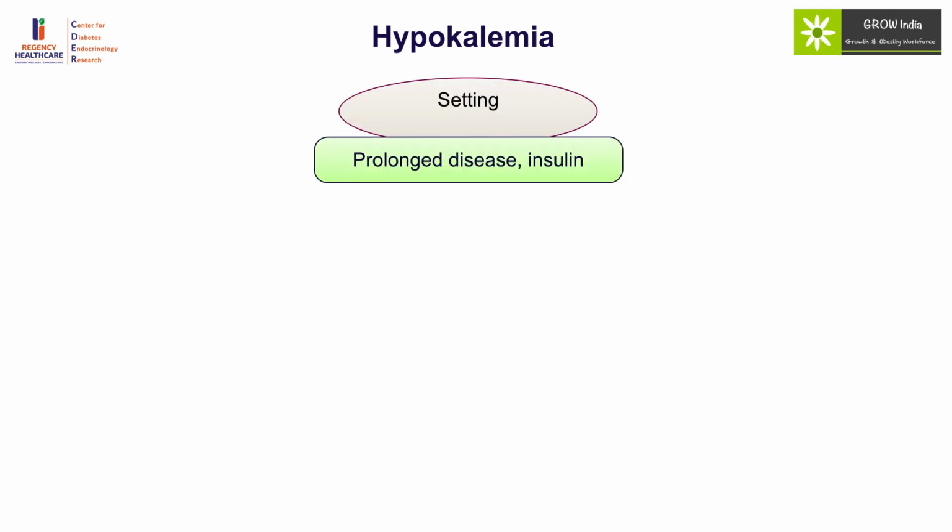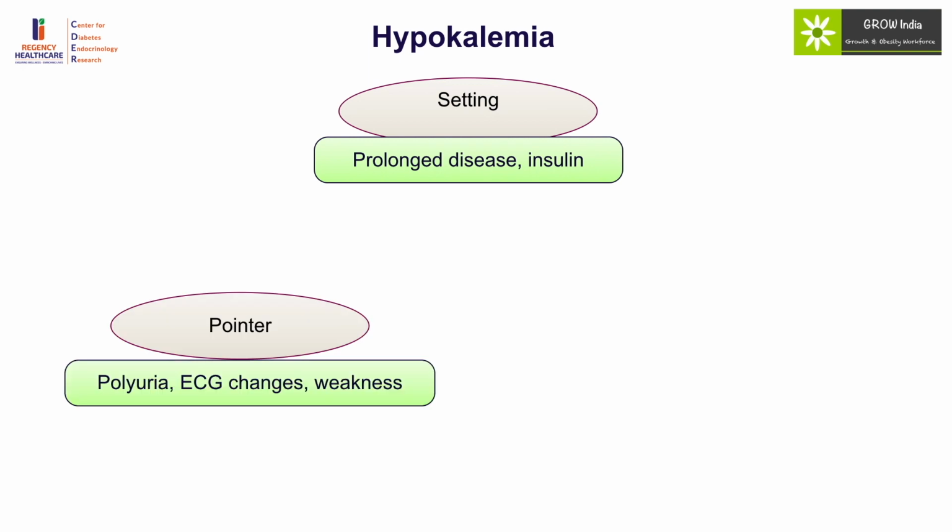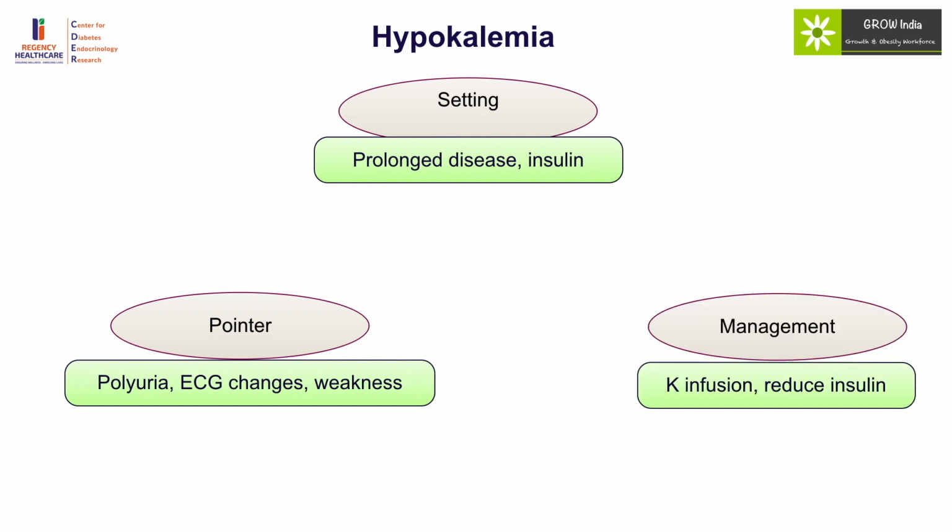Hypokalemia is an important complication which typically happens with prolonged disease and insulin excess. The pointers often include presence of polyuria, ECG changes or weakness, particularly myopathy, and it is managed with the use of potassium infusion and sometimes high dose infusion of around 0.5 to 1 millimoles per kg per hour may be required along with reduction of insulin. Persistent hypokalemia in a child with diabetic ketoacidosis should prompt the possibility of hypomagnesemia, and correction of magnesium is usually associated with improvement in this setting.